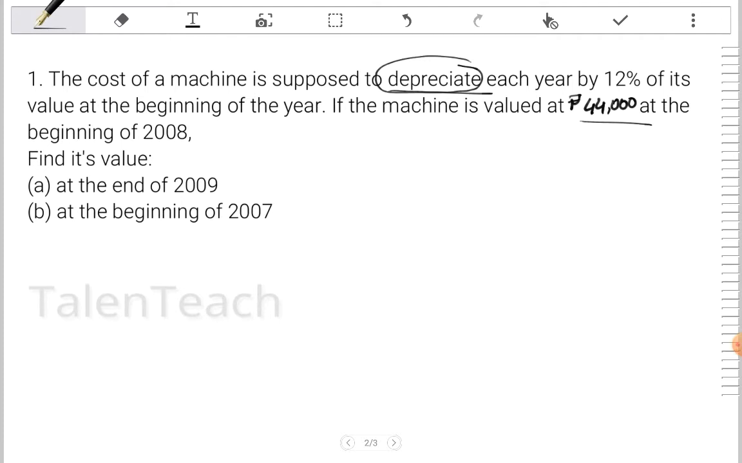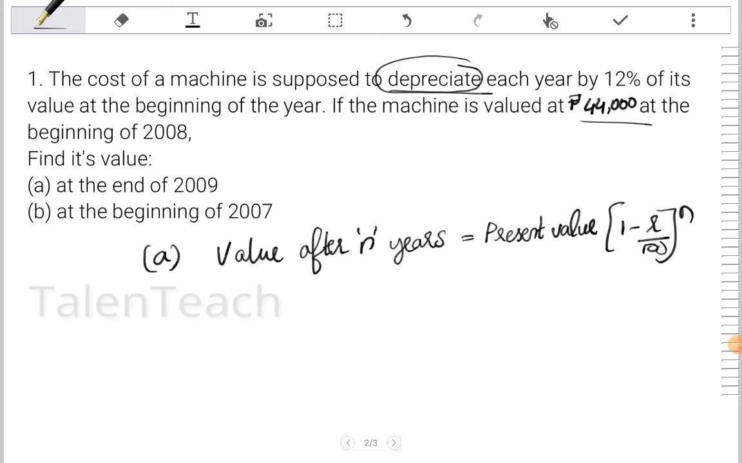So here it is depreciation and the present value is given, and we have to find the value after n years because 2009 is after 2008. So we can use the formula value after n years is equal to present value into 1 minus r by 100 the whole raised to n. So here it should be minus because it is depreciation. So now let's substitute the values.